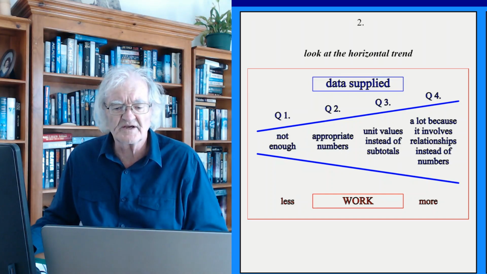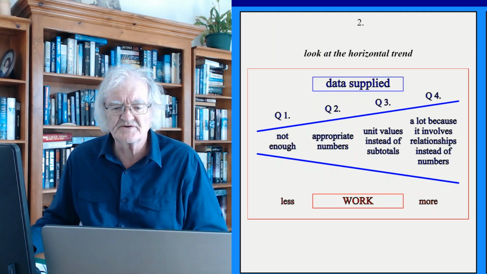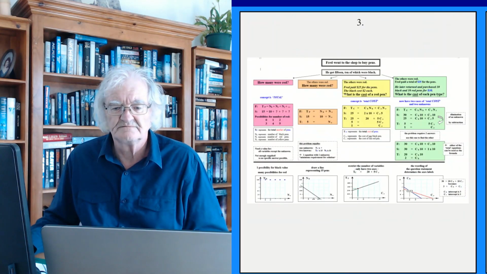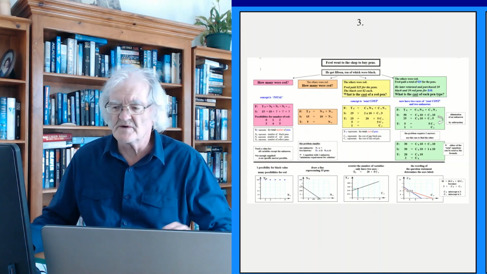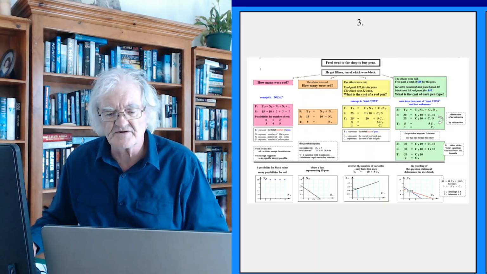The amount of work involved, less for question 1. We couldn't do a full calculation. More for question 4, we had to manipulate the relationships into numbers. So these were the questions. Just quickly look over them to refresh your memory.